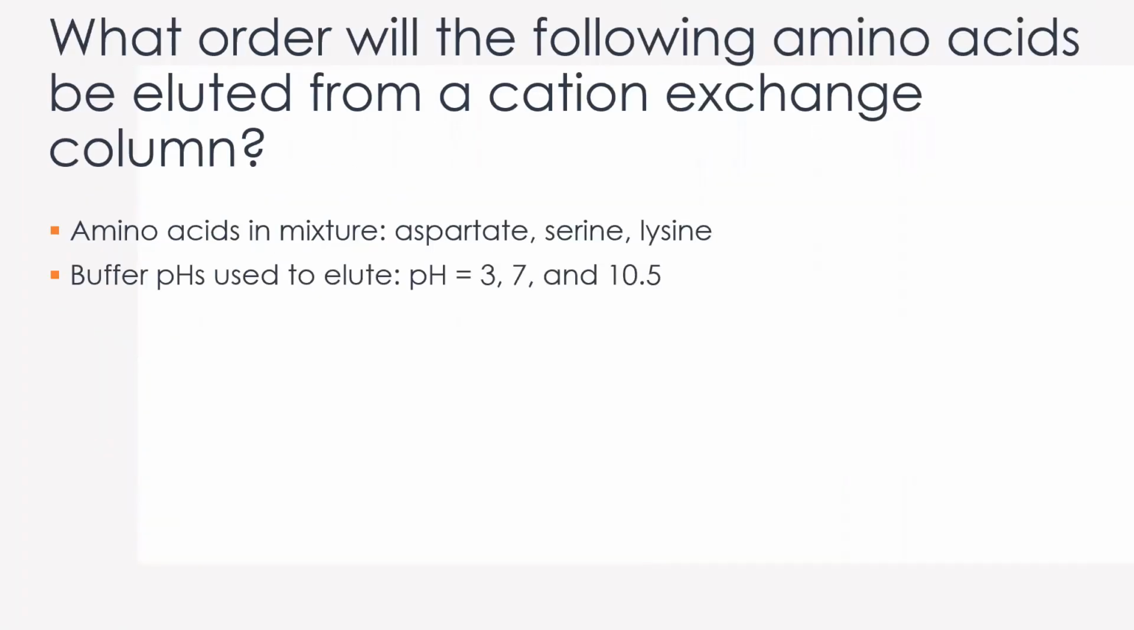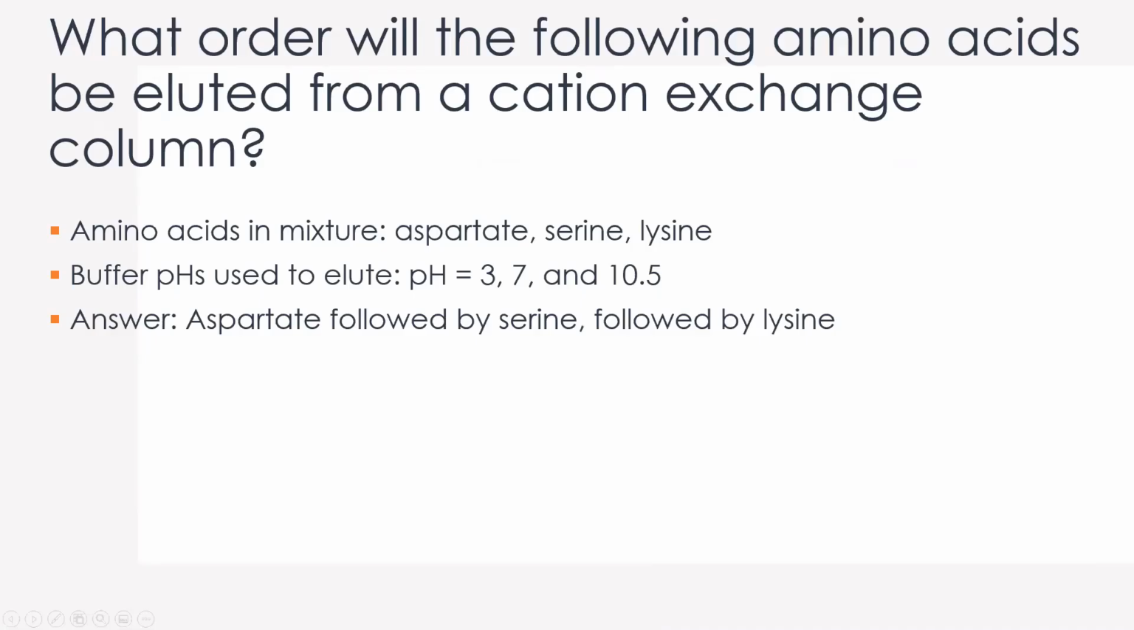So what order will the following amino acids be eluted from a cation exchange column? The amino acids in your mixture are aspartate, serine, and lysine. The buffer pHs used to elute the amino acids are at pH 3, 7, and 10.5. The answer is that aspartate will elute first, followed by serine, and then lysine will be the last to elute.